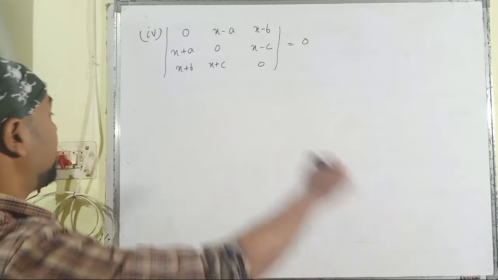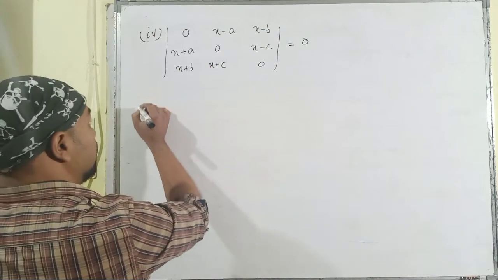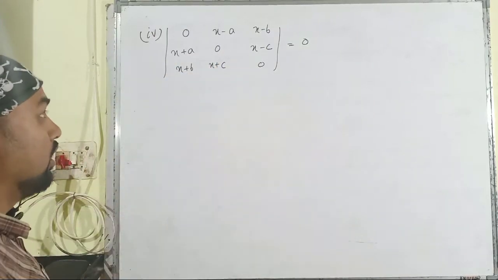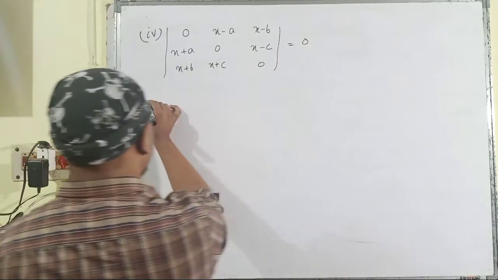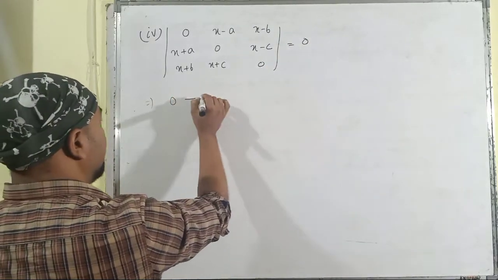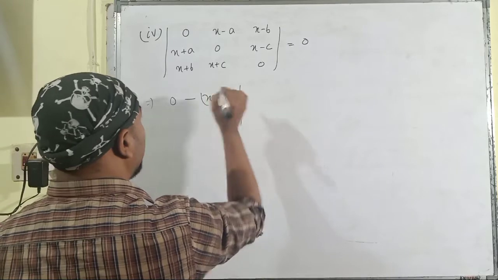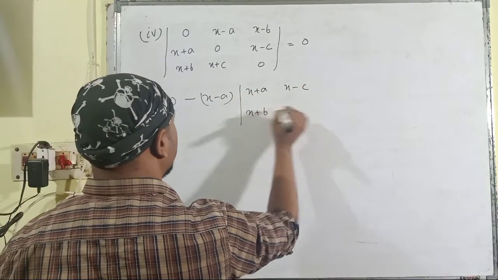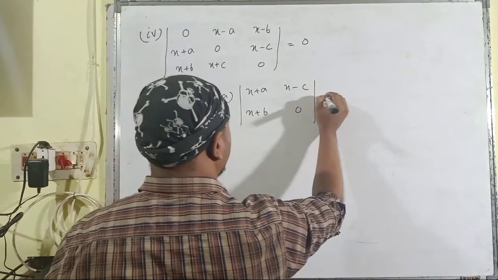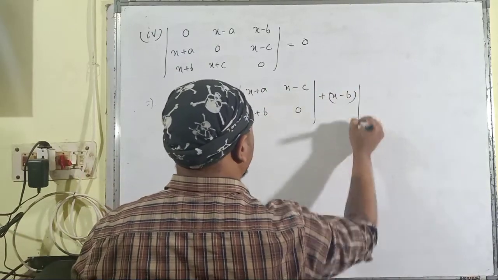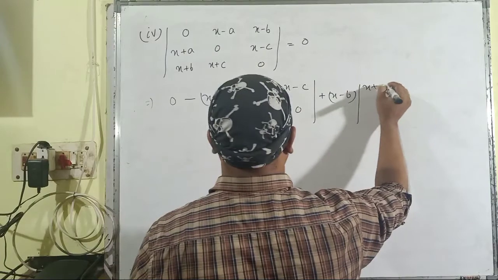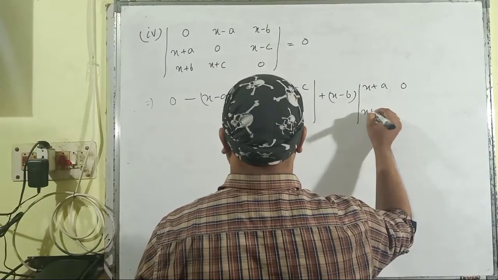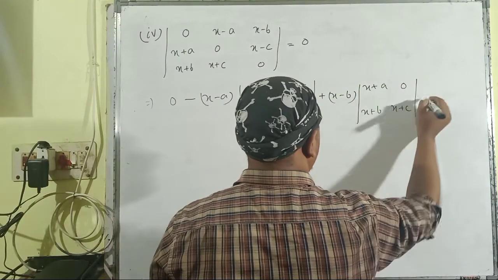Here is the next problem, the fourth bit of number 4. Just expanding this determinant along the first row. We are getting here, this is 0 minus (x minus a) multiplied with the determinant x plus a, x minus c, x plus b and 0. Then this is plus (x minus b) multiplied with the determinant x plus a, 0 and x plus b and x plus c.